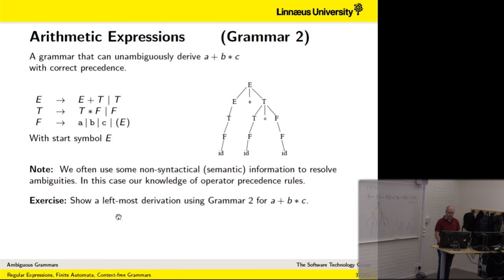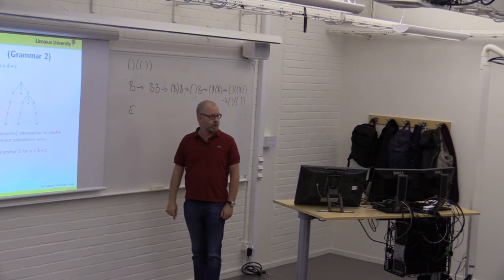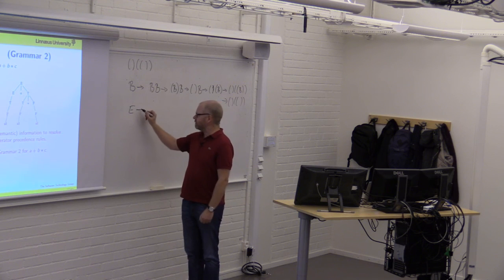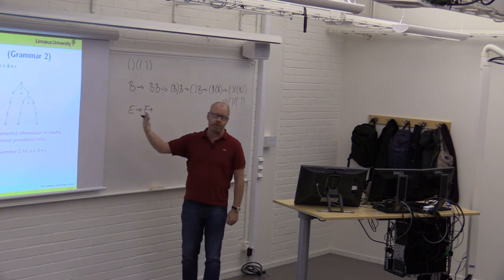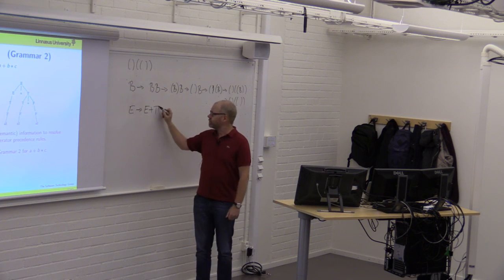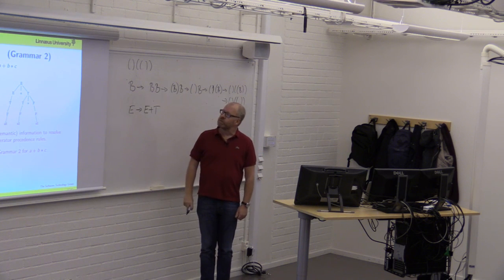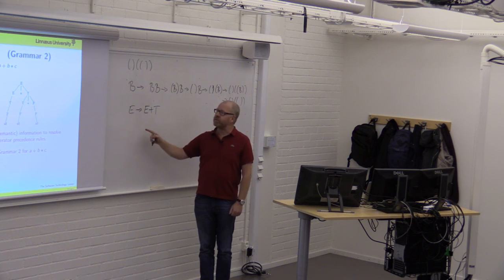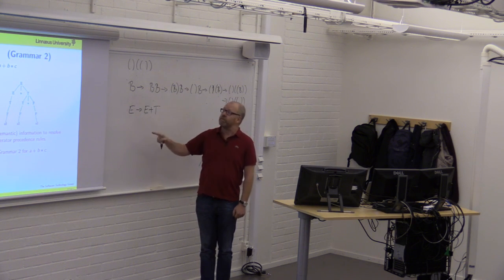When you get back home and you are feeling bored, I think you should try to show a leftmost derivation using grammar 2 to derive this string. How would you start? E is the start symbol. That means you have only two rules, E plus T or just T. E plus T. Yeah, it's the correct choice. Otherwise you will have no chance to get a plus into your expression. And then? Yeah, I can apply E goes to T, and then I should apply T goes to T multiplied with F.